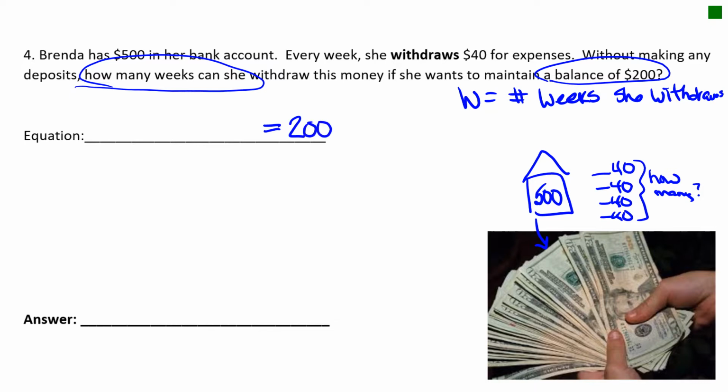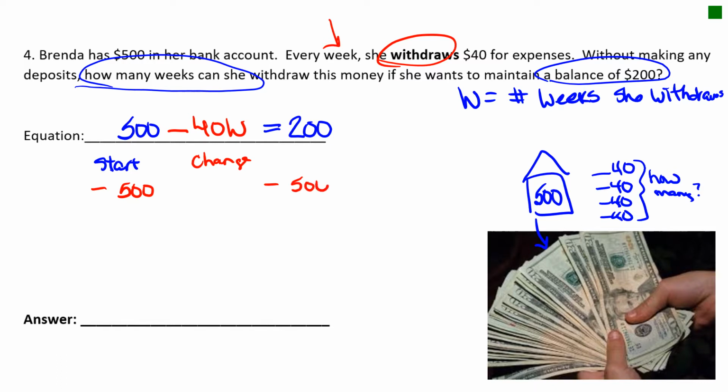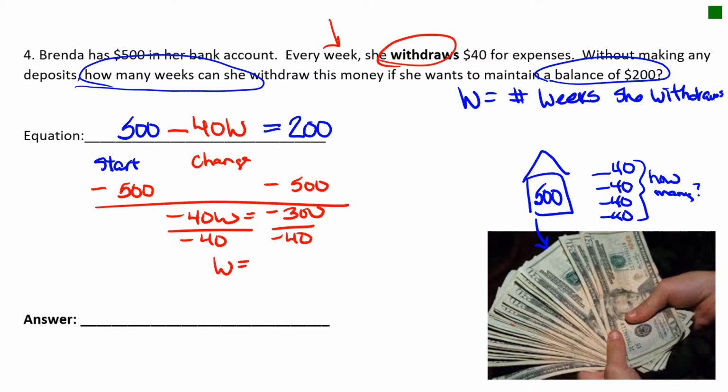So that's what we want. She wants her balance to be $200. So tell me what we are going to start with. She starts with 500. She withdraws. That means she subtracts out $40. She doesn't just take out 40. She takes it every week. So $40 times each week. Okay, this is the change. The start is 500. The change is 40 each week. Solve this. We get negative 40W equals negative 300. And then we divide by negative 40, and we get W equals 7.5.